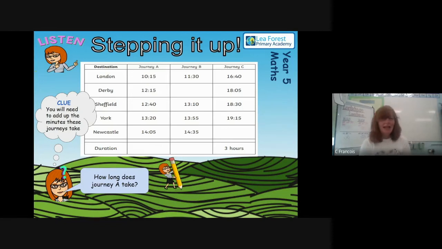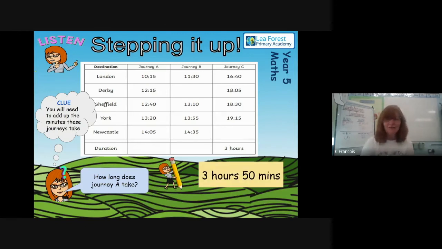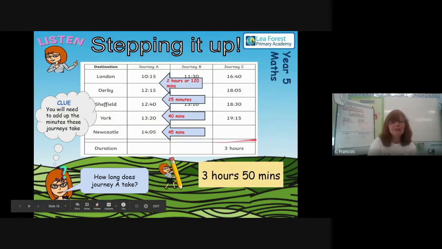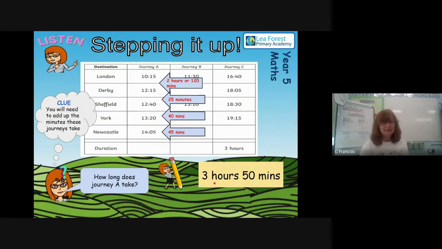Oh, Amy has actually now given me the calculations that I need to go through. So let's go through this together. The answer was 3 hours and 50 minutes. It takes 2 hours or 120 minutes to get from London to Derby. It takes 25 minutes to get from Derby to Sheffield. It takes 40 minutes to get from Sheffield to York. And 45 minutes to get from York to Newcastle. So our total time to make that journey is 3 hours and 50 minutes.